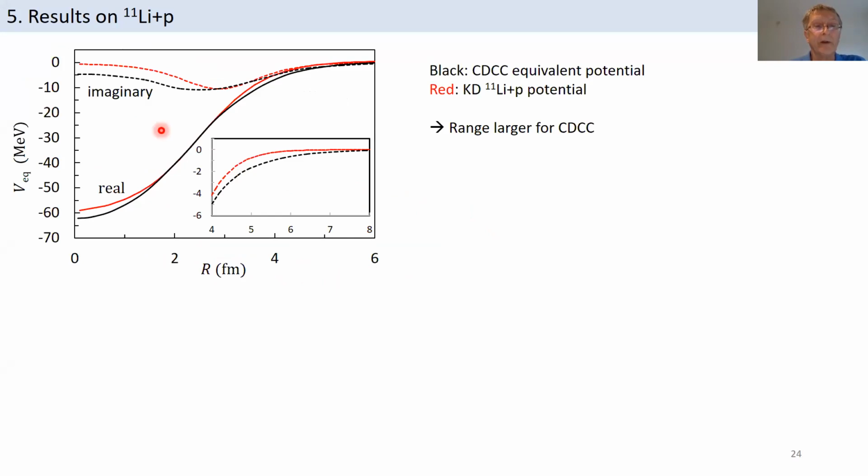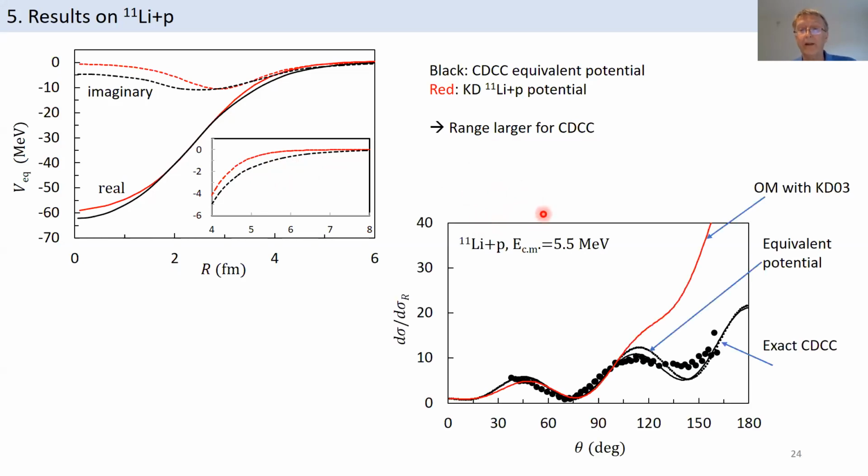And so this is the equivalent potential, the real part and the imaginary part. The black curve corresponds to the CDCC equivalent potential. And I compare with the simple Koning-Delaroche lithium 11 plus P potential. And this is a zoom on the imaginary part. And as you can see, the main difference comes from the large distances. There is a range which is larger for CDCC.